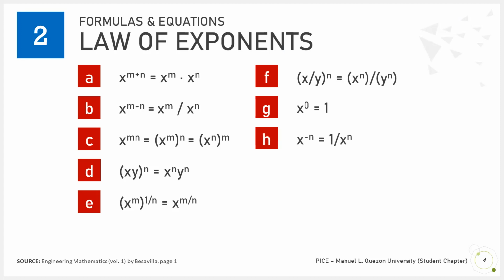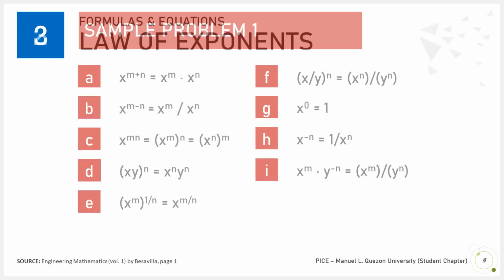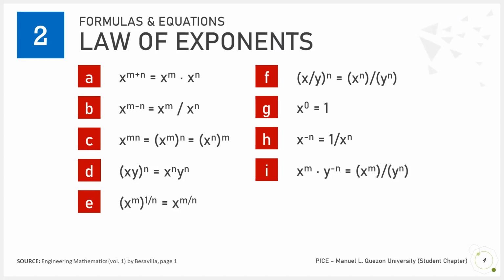Letter H, x raised to negative n is equal to 1 over x raised to n. For letter I, we have x raised to m multiplied by y raised to negative n is equal to x raised to m over y raised to n. Okay, so let's talk about the few rules.